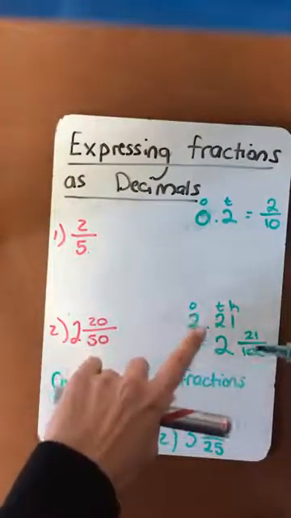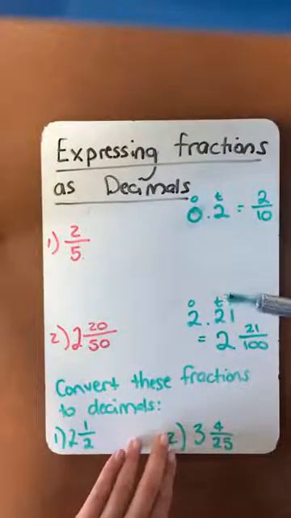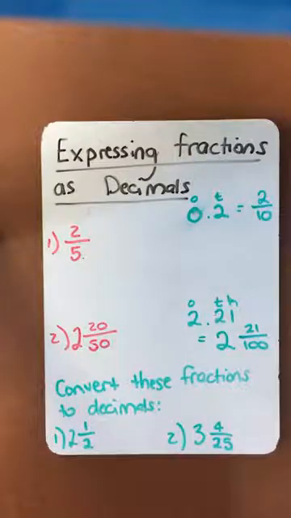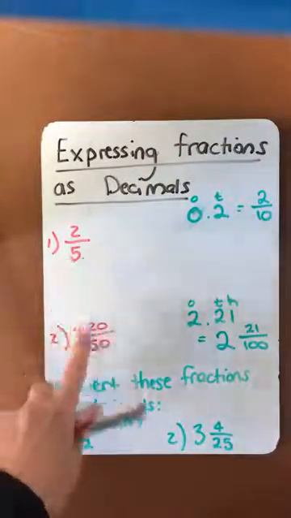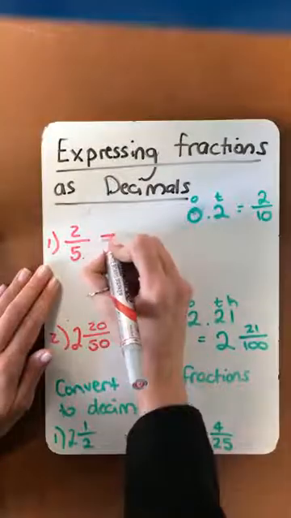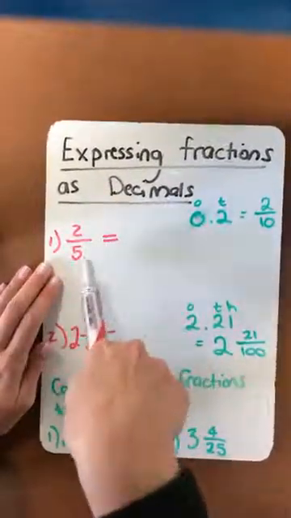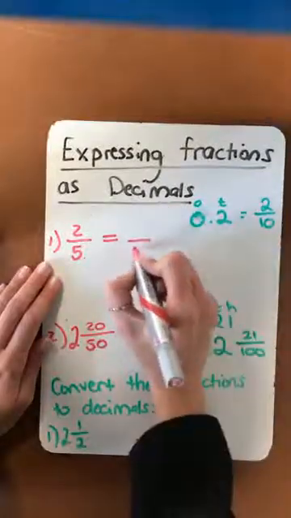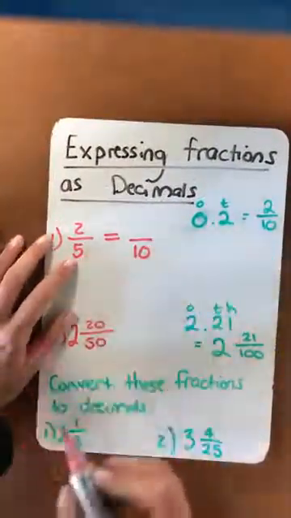It's easy to change between these two when my denominator is 100 or when it's 10, because that represents the tenths and the hundredths. However, in some situations, you'll be given a fraction and the denominator is not 10 or not 100, and you need to change it to a decimal. Before you can change it to a decimal, you have to change the fraction so that the denominator is 10 in this case. So I have to change my 5 to become a 10.